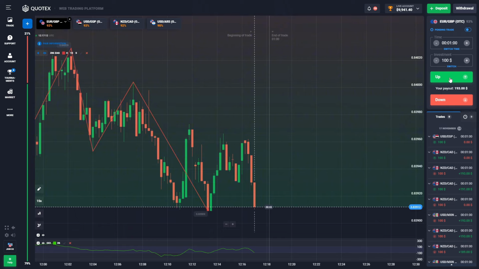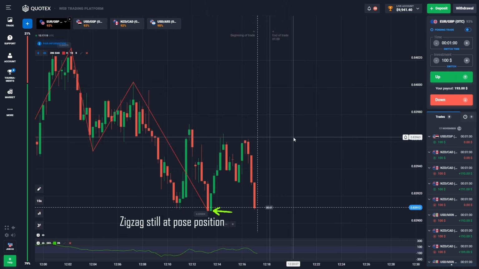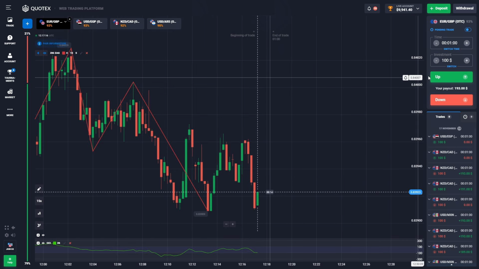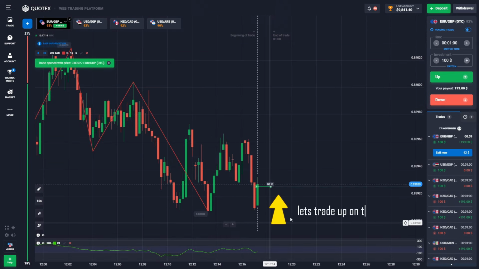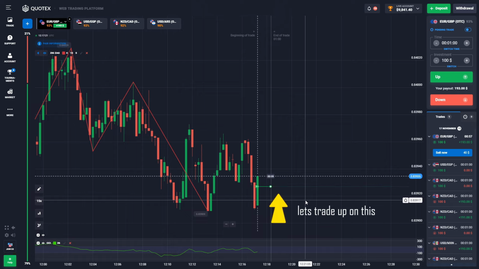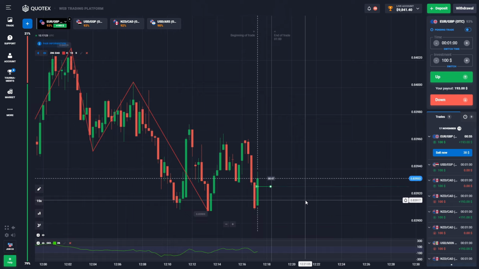Furthermore, upon closer examination, we notice that our zigzag indicators are not forming a continuous line at this moment. This particular situation suggests that there is a high probability for the zigzag line or trend to shift towards an uptrend in the near future. Given these observations, we should consider making a trade in the upward direction based on this analysis.